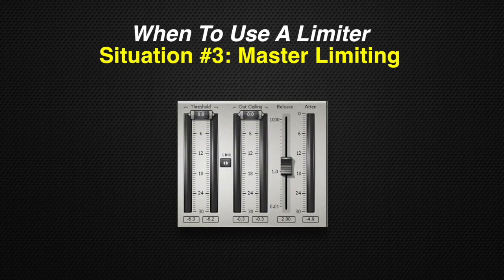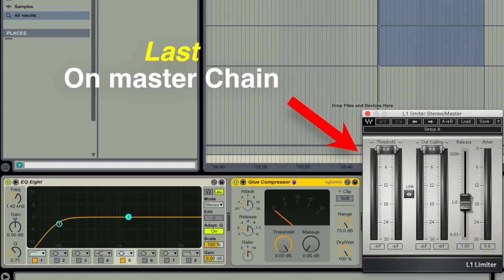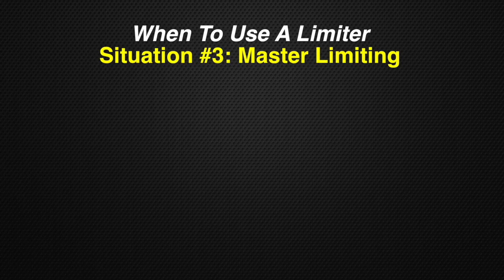And then the third common situation in which I'll use limiting is at the very end of my mastering chain as a brick wall limiter or mastering limiter. The mastering limiter is used to increase the perceived volume of your entire track so it can stand up to the loudness of all the other commercial tracks.